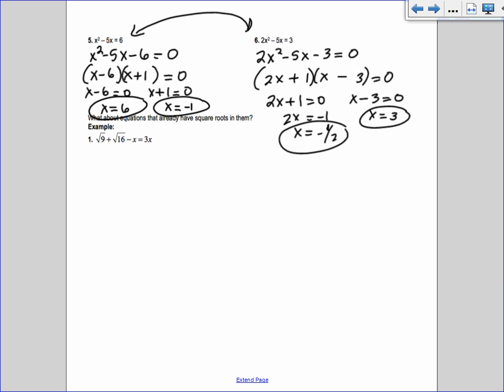Okay, so what if we have square roots already in them? We talked about this before. It's automatically the principal root, so whatever sign is in front of it is the sign that you have. So I have square root of 9, which is just 3. Square root of 16 is 4.